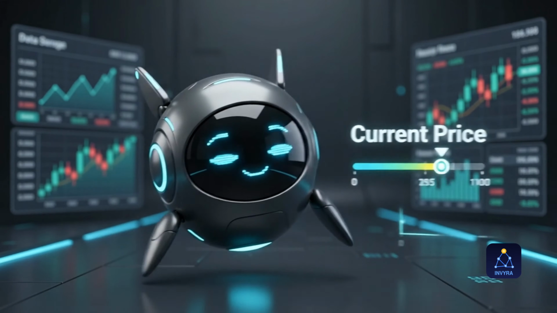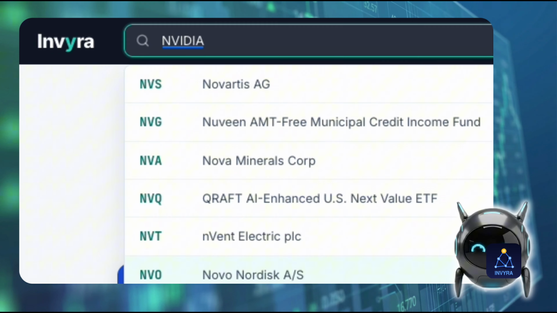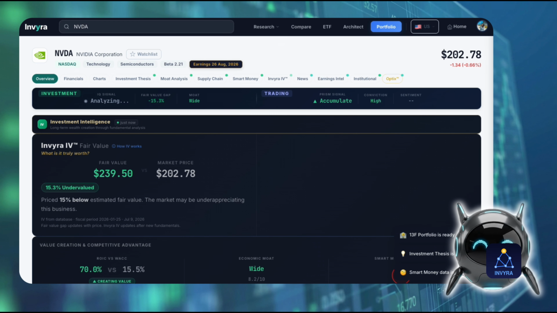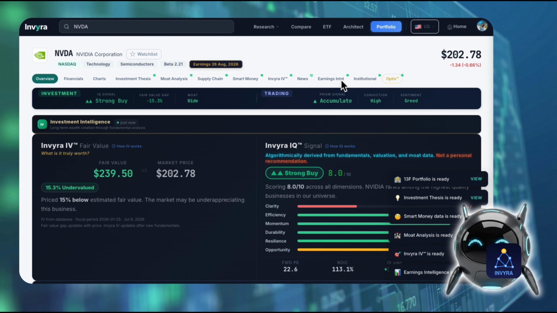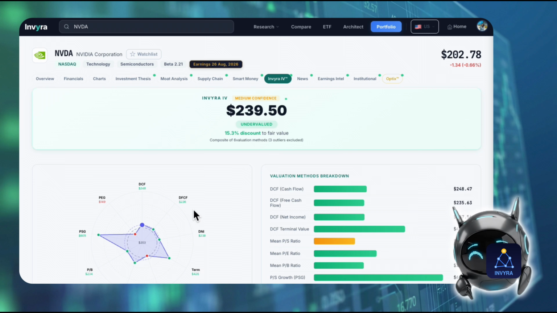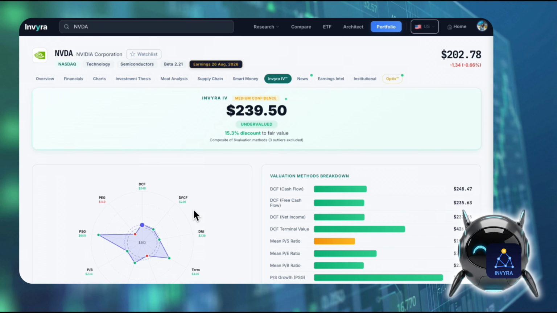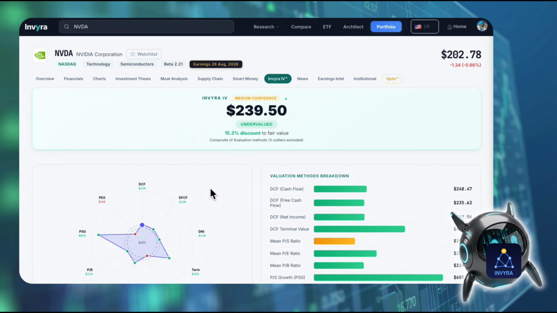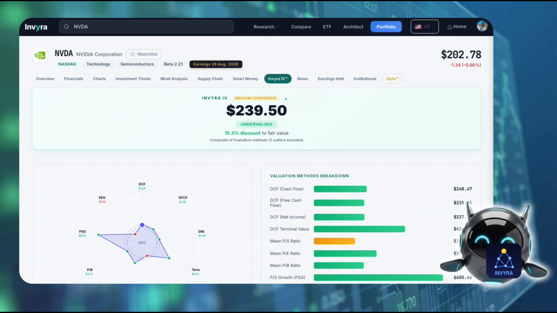Let me show you what that looks like on NVIDIA right now. I'm pulling up NVIDIA in Invyra. This is live data as of today. The IV engine is Invyra's core valuation model. It analyzes NVIDIA's financials, revenue growth, margins, free cash flow, capital structure, and calculates what the business appears to be worth based on expected future cash generation.